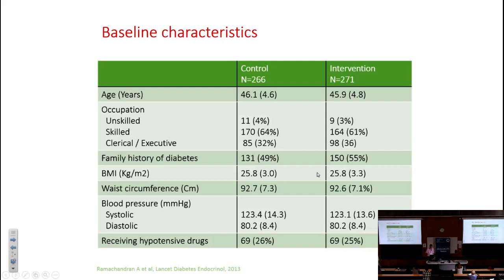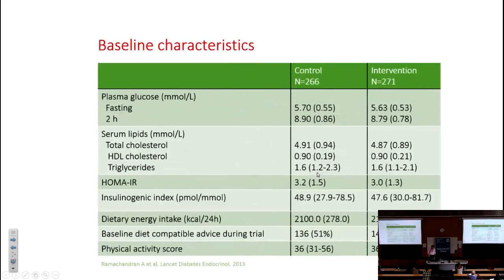Blood pressure was reasonably normal, and a quarter of people were receiving antihypertensive drug therapy. One of the prerequisites of entering the study was having abnormal glucose regulation, so you can see most people had a 2-hour glucose that was above the upper limit for impaired glucose tolerance of 7.8. Lipids were fairly normal, and this was a slightly insulin-resistant population.